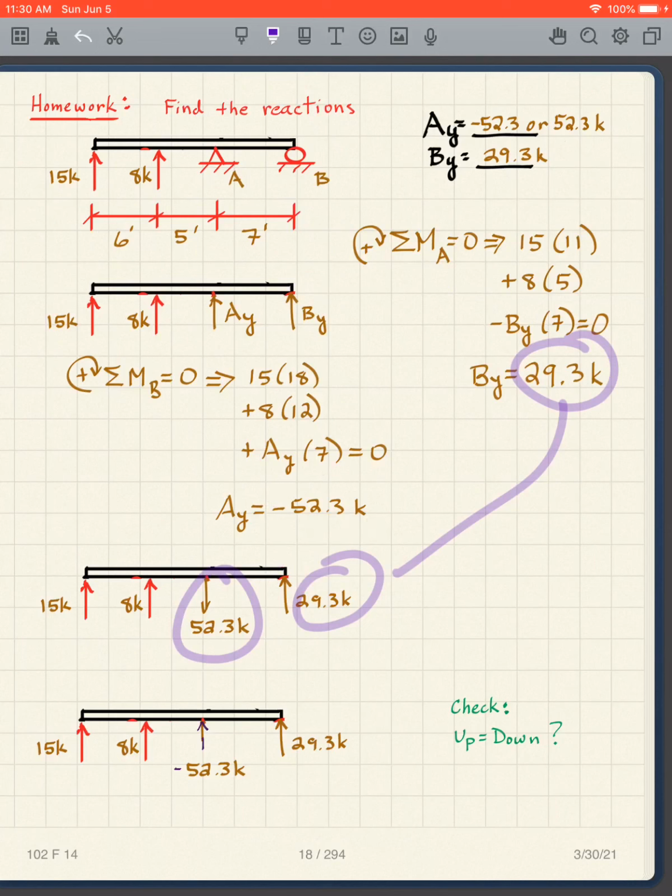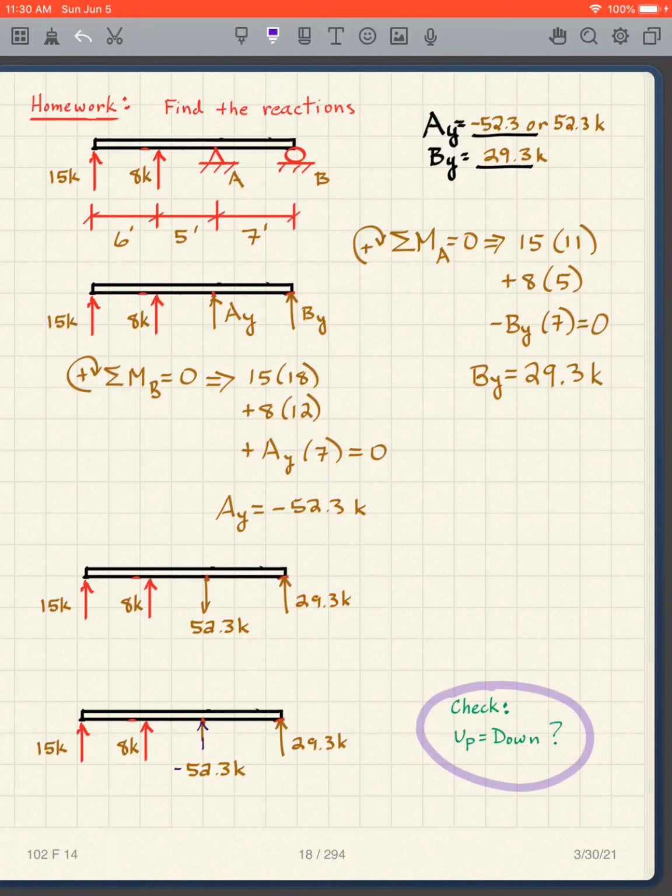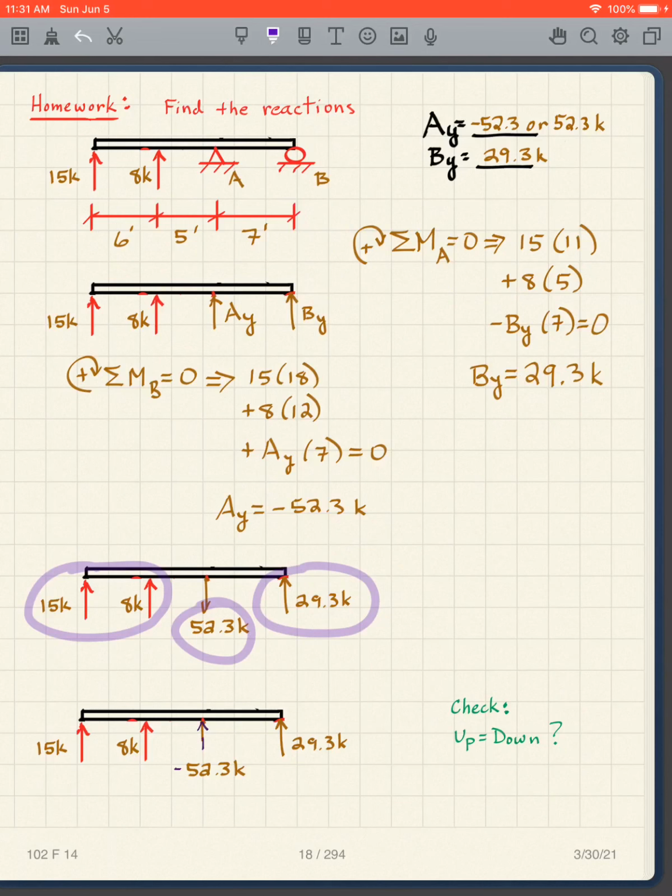And what do we see? Does up equal down? Well, what do we have? We've got all of these going up, and they sum to 52.3. I have that one going down. It's 52.3, so yes, up equals down.